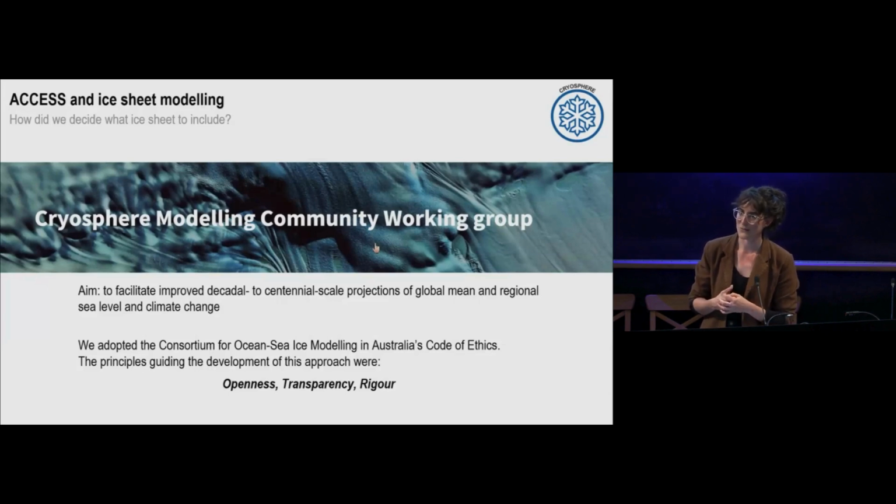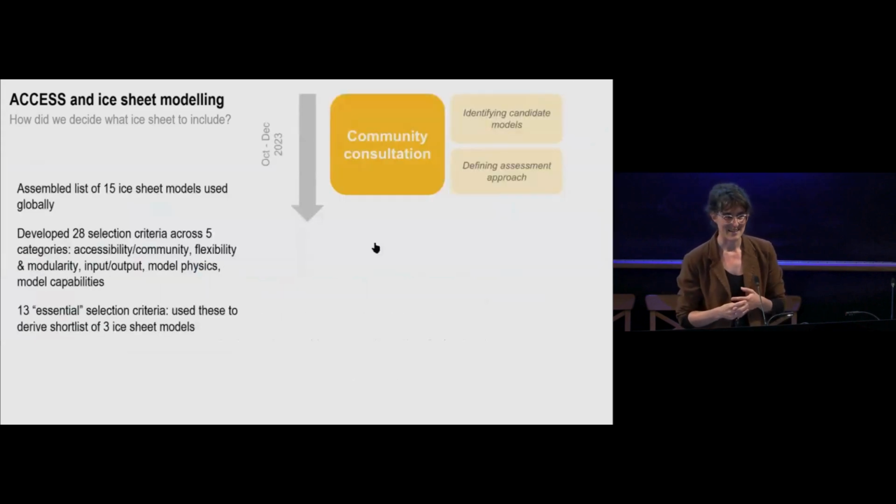And so hopefully you all saw on the Hive Forum that over the course of the process we were providing a lot of materials of where we were up to and asking for your input, and thank you to those who responded to that. Okay, so I'm going to walk you through the three main stages of the process that we developed now. The first one was community consultation, which included identifying candidate models and then defining an assessment approach.